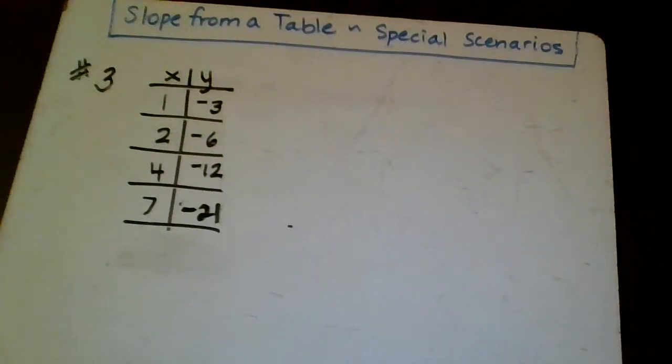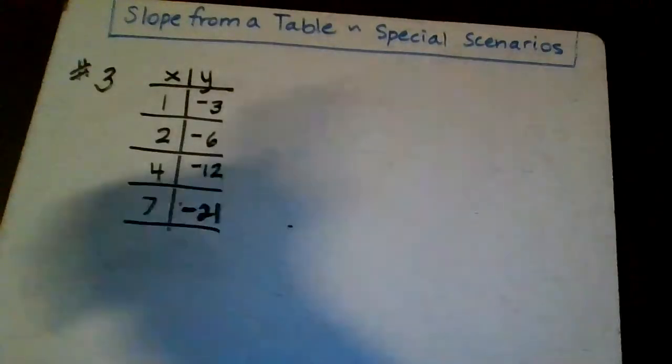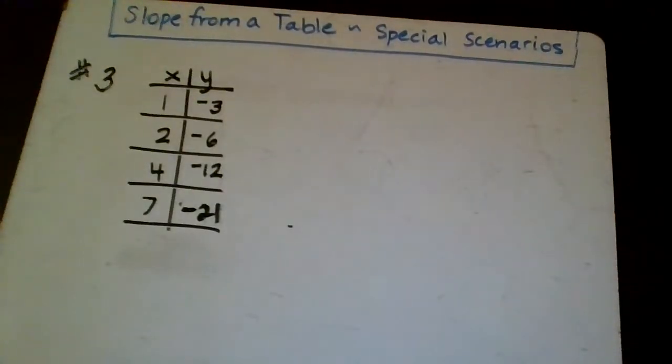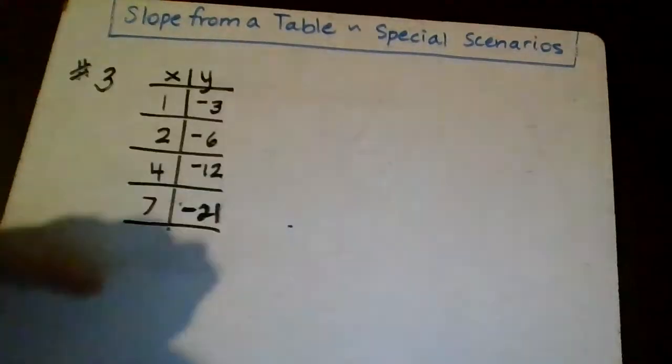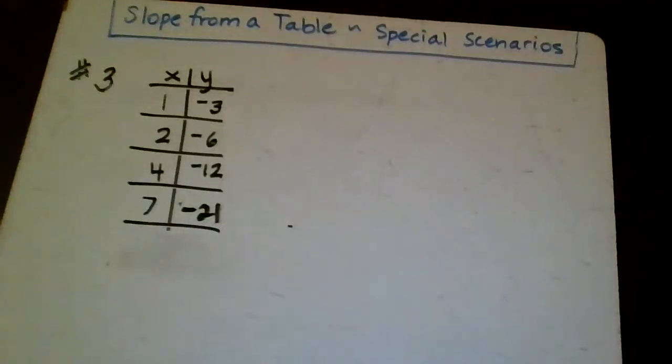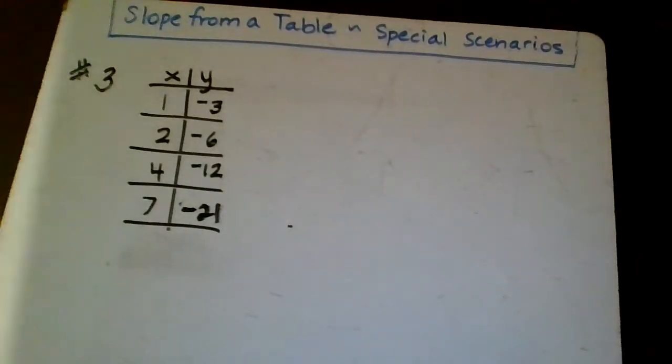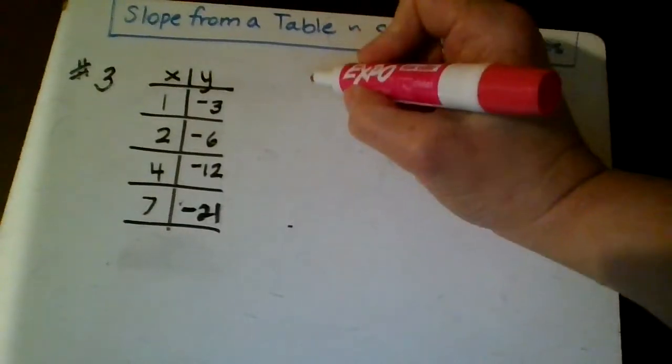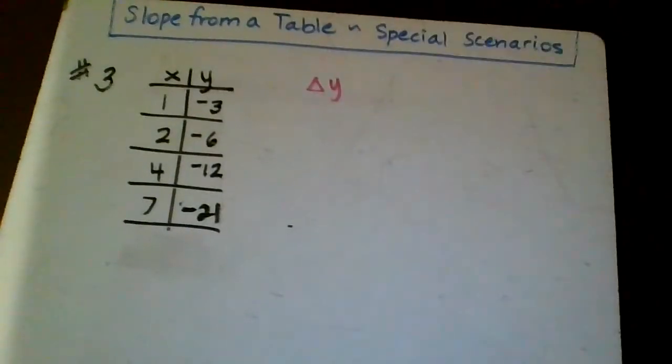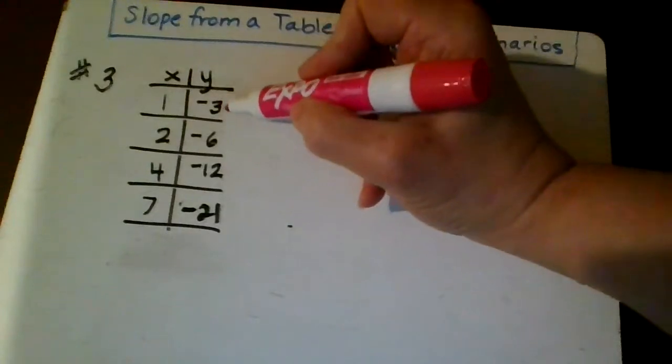All right, so we have slope from a table, special scenarios, video 2. There's one more scenario I want to talk about that's kind of special and different that you might run into that I don't want you to freak out about. So I put my table vertically this time, and just like before, I'm going to find my change in y over my change in x. So let's get started, my change in y.